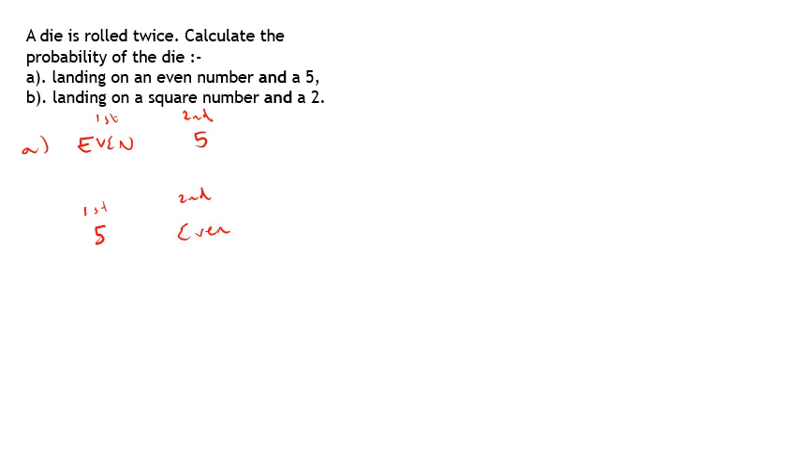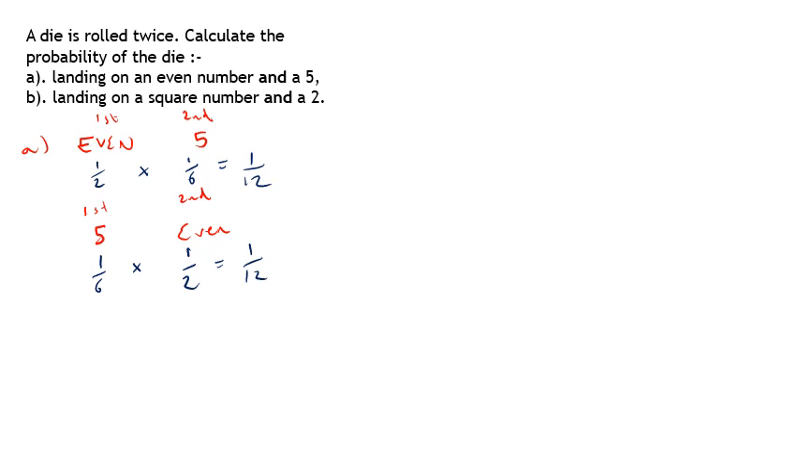So then we need to work out the probability of both things. So here the probability of an even number is a half, the probability of a 5 is 1 in 6. We multiply those and get 1 over 12. This time the probability of getting a 5 first is 1 in 6. The probability of getting an even number second is 1/2. We multiply those and get 1/12.